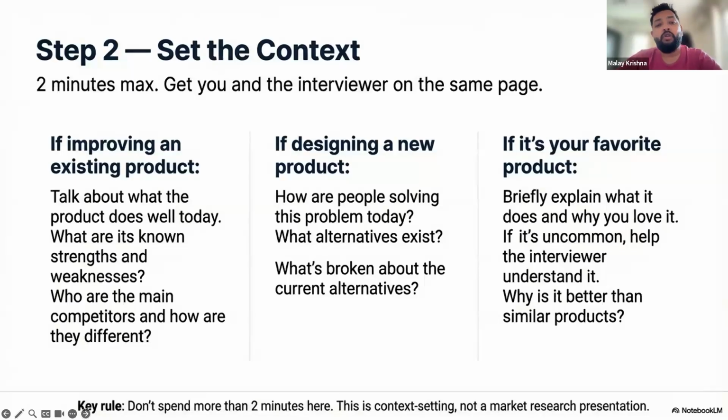If you're talking about your favorite product, then start briefly by explaining what you love about it. And if it's a little uncommon, then maybe talk a little more about the use case so that the interviewer understands. A quick 2 minute context setting is very useful because it helps you and the interviewer get on the same page, and you are able to take some time to think further as well.